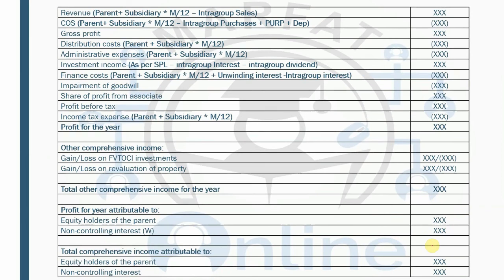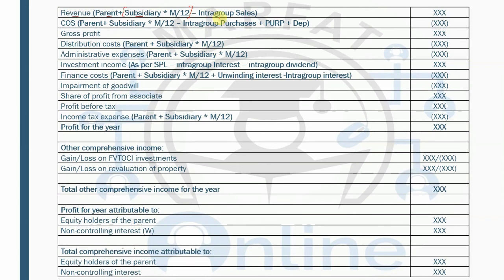Now this is the basic format right in front of you. There can be so many things specific to the exam question, but we are currently talking about the basic format. So first of all, you see the revenue. Take the revenue of the parent plus subsidiary, but remember you have to do it months by 12 if there is mid-year acquisition. And in the statement of financial position, you are removing the intra-group balances, receivables and payables.